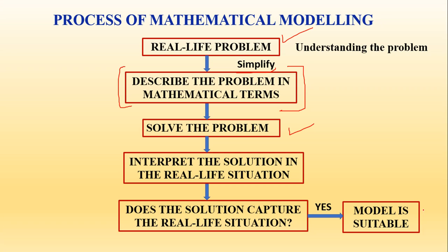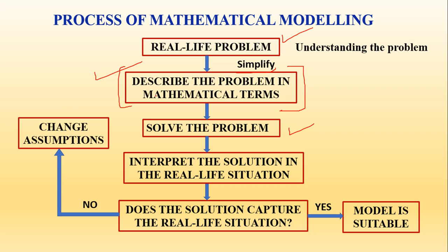Sometimes, because of the simplification assumptions, we may lose essential parts of the real problem while giving its mathematical description. In such cases, the solution could very often be off the mark and not make sense in the real life situation. If this happens, we reconsider the assumptions made in step number 1. After understanding the simplification part, we will go back to that step and revise them to be more realistic, possibly by including some more factors which were not considered earlier. So this is the process of mathematical modeling.